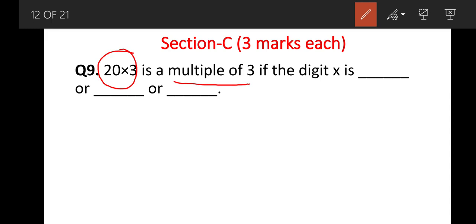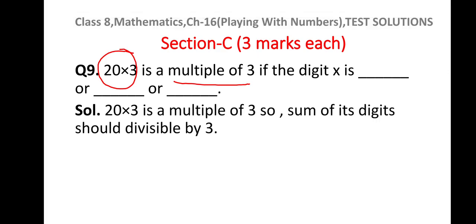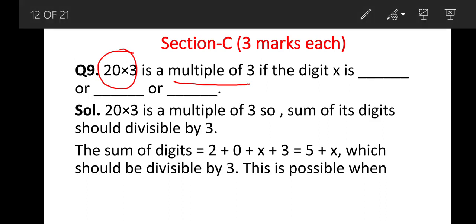What is the divisibility test of 3? We need to take the sum of the digits, and if the sum of the digits is divisible by 3, the number will be divisible by 3, and then we will be able to find the digits. See how we will be doing it. 20x3 is a multiple of 3, so the sum of the digits should be divisible by 3, as I told you. So the sum of the digits will be 2 plus 0 plus x plus 3, that is 5 plus x. This is the sum of the digits, which should be divisible by 3.